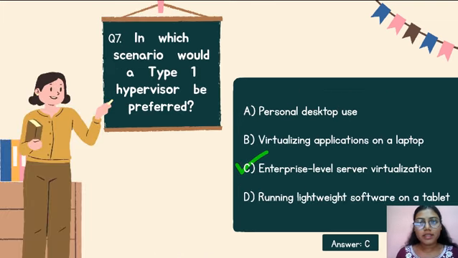The seventh question is: in which scenario would a type 1 hypervisor be preferred? So option A is personal desktop use, option B is virtualizing applications on a laptop, third option is enterprise level server virtualization, the fourth option is running lightweight software. So the correct option is C, which is enterprise level server virtualization.